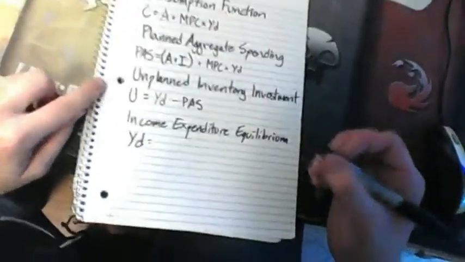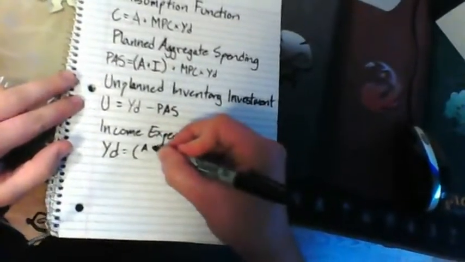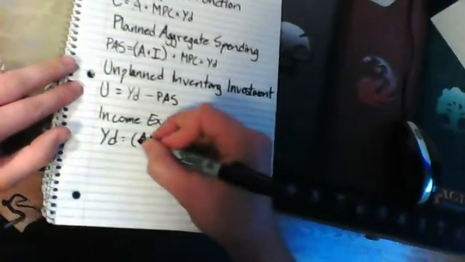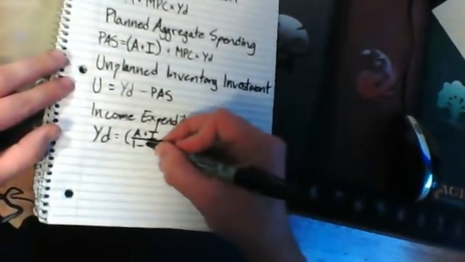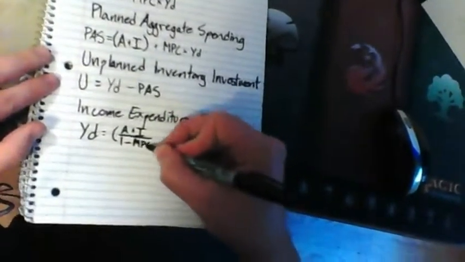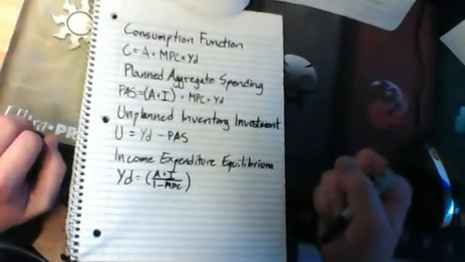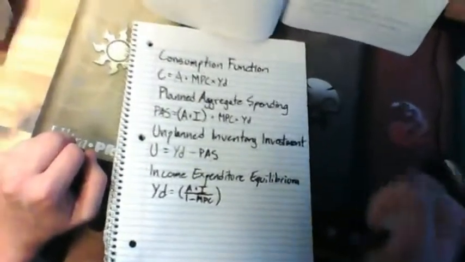So what we do here is we're going to say the autonomous spending plus that inventory investment is going to be divided by 1 minus our marginal propensity to consume. So these are going to be the 4 basic equations that I'm going to be using as I go over the worksheet next.